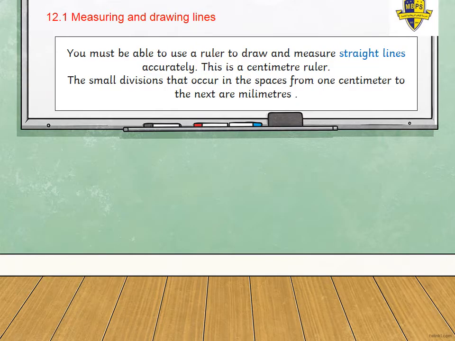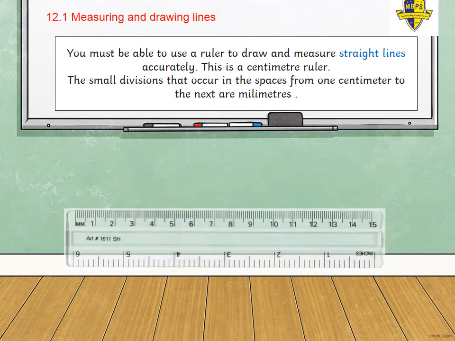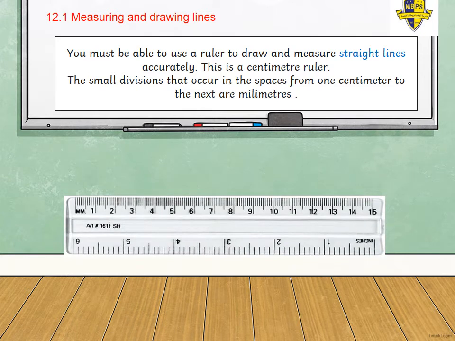Now, let's start to explain measuring and drawing lines. You must be able to use a ruler to draw and measure straight lines accurately. This is a centimeter ruler. The small divisions that occur in the space from one centimeter to the next are millimeters.